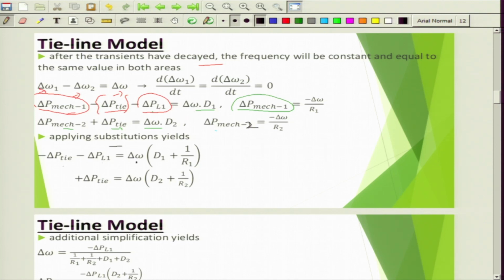delta omega into D1 plus 1 by R1. We are replacing delta P mechanical 1 by minus delta omega by R1. So you will get this term, and delta PTI is equal to delta omega into D2 plus 1 by R2. D2, this will go to the opposite side, plus 1 by R2. So these are the two expressions you will get.